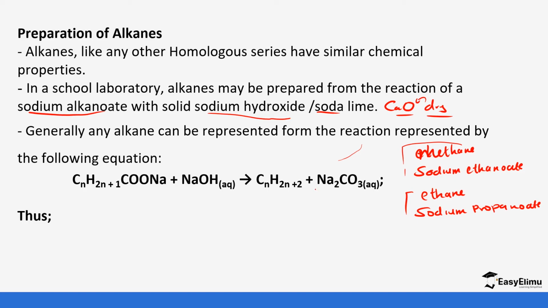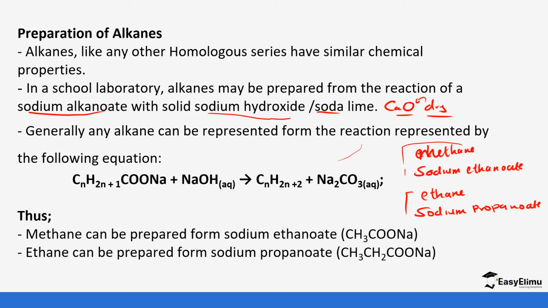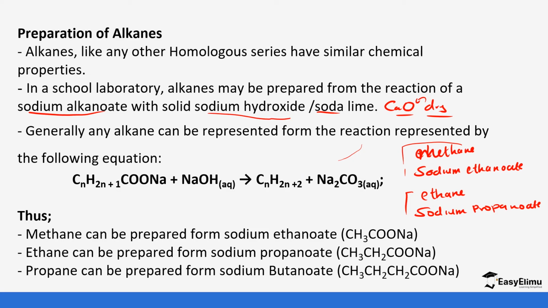And you can see the general equation for the reaction between the alkanoate and sodium hydroxide. So we usually form the alkane and sodium carbonate. So methane can be prepared from sodium ethanoate, and ethane is prepared from sodium propanoate, while propane is prepared from sodium butanoate.